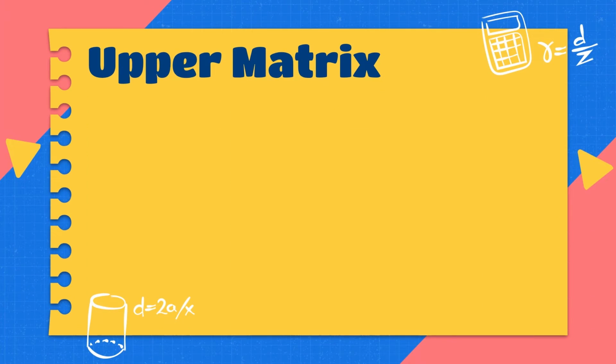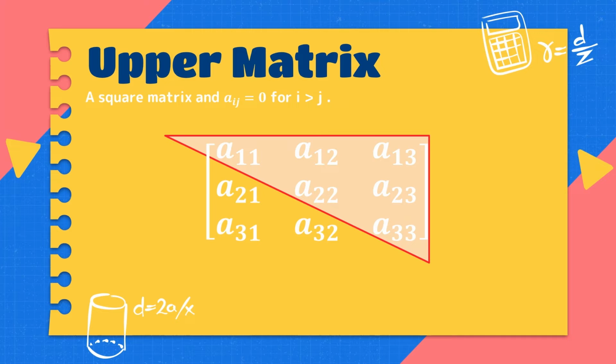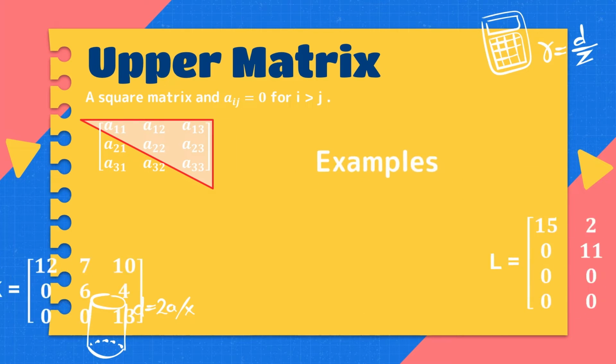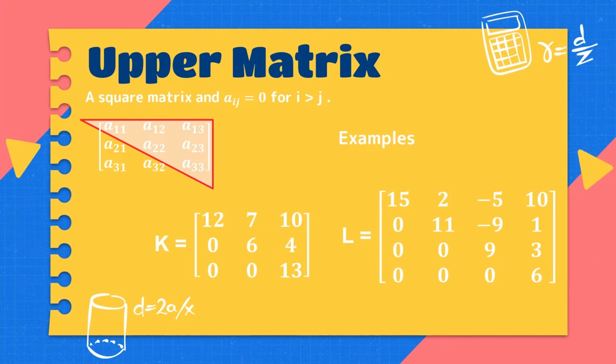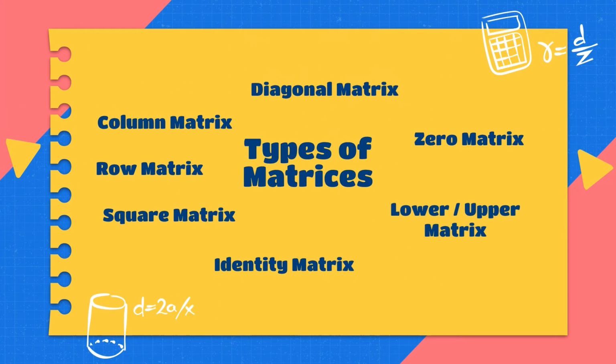The last matrix is the upper triangular matrix. An upper triangular matrix is a square matrix in which the entries whose row i is more than column j equal 0. As you can see here, the value of entries other than those in the triangle are 0. And if you observe it, those entries whose value is 0 are the entries whose row i is more than its column j. That's all for the types of matrices.